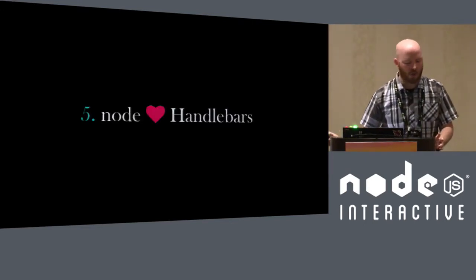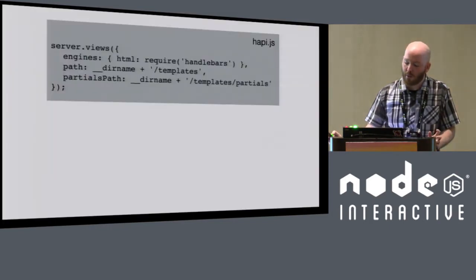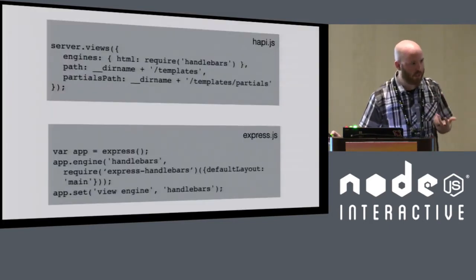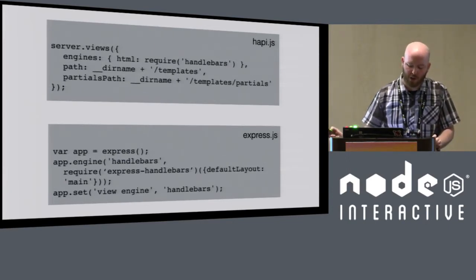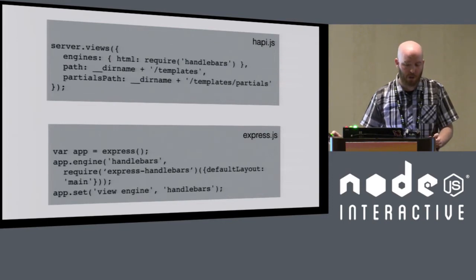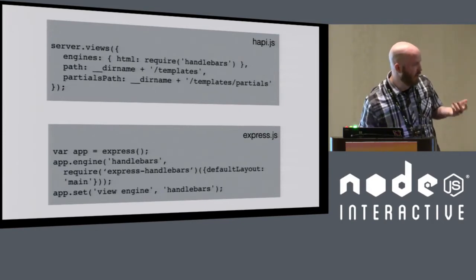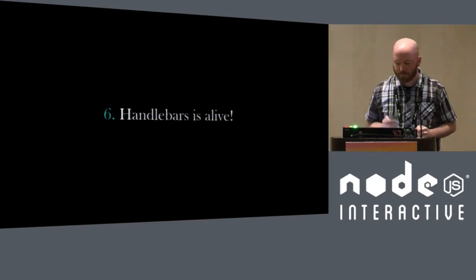And Node loves Handlebars. Handlebars is JavaScript, of course, but popular Node web frameworks make it really, really easy to use Handlebars in your projects. With Hapi and Express, with just a few lines, you can get Handlebars set up to render all your views, and then you're good to go. There's not really any barrier to entry for this, so go wild.